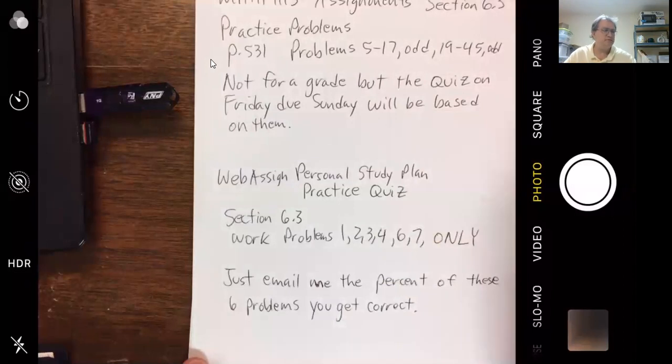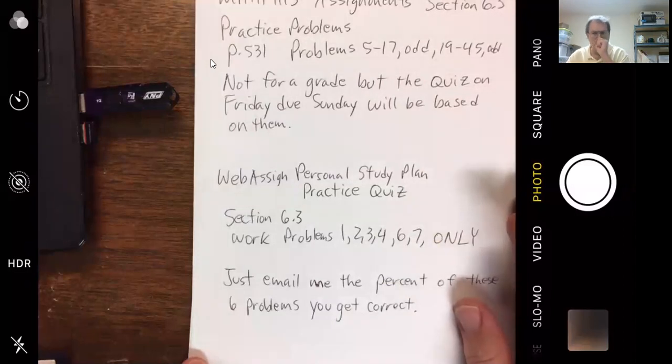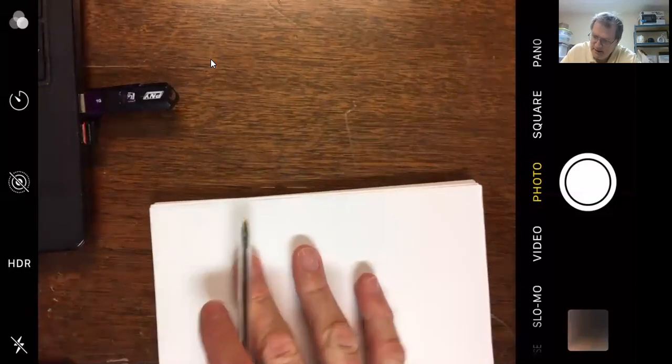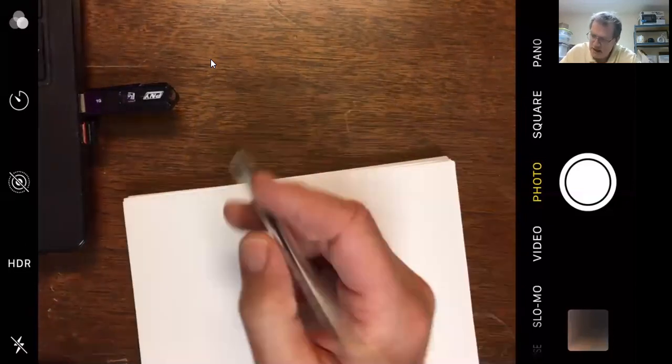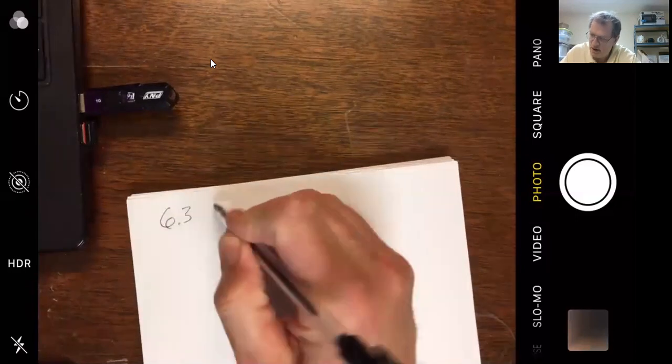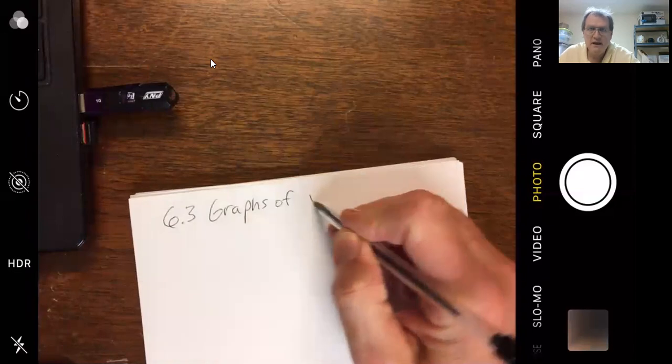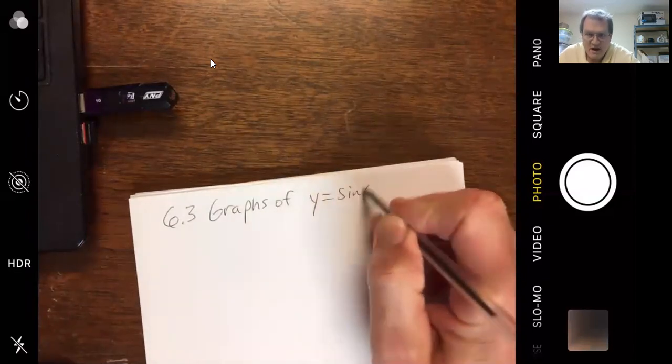Okay, let's see if I can explain why sine and cosine are such similar graphs to themselves, but completely different from the others. 6.3 graphs. Y equals sine x and y equals cosine x. A little bit of delay on the Wi-Fi.